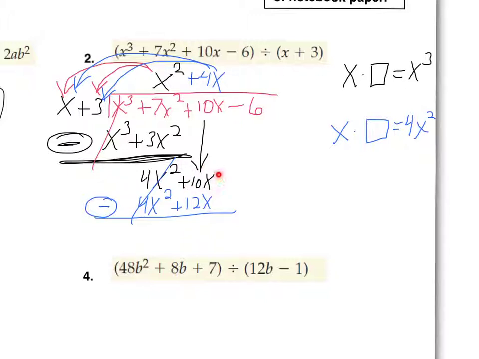We need to do 10x minus 12x. 10 minus 12 is negative 2x. And then bring down the minus 6. And we're starting over again.